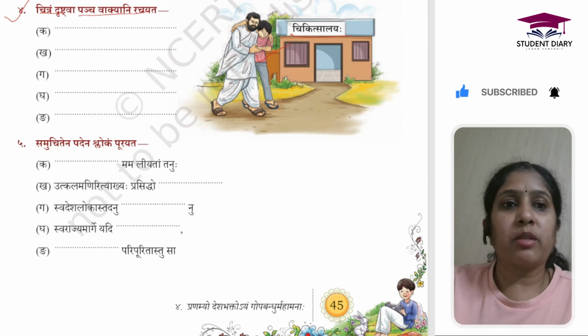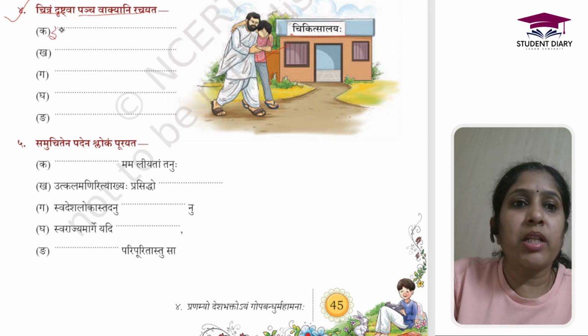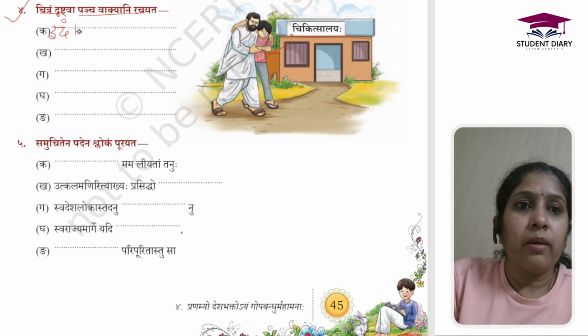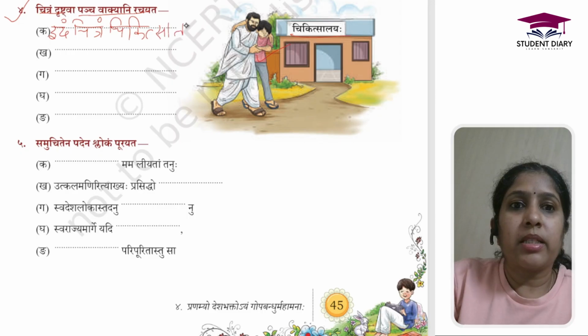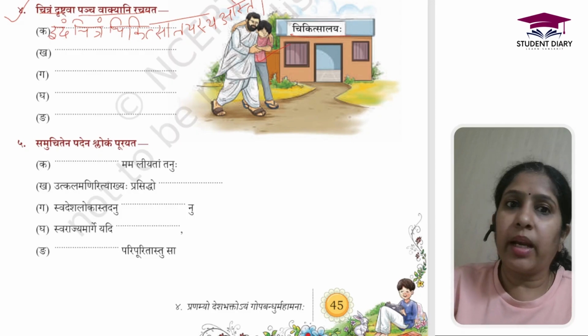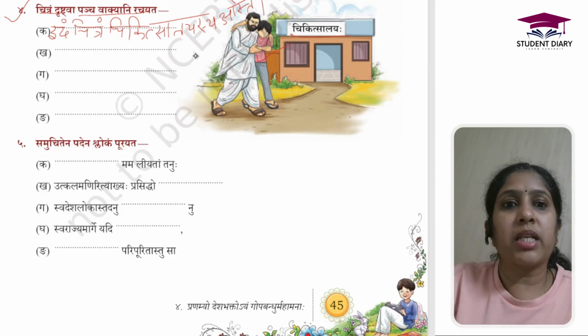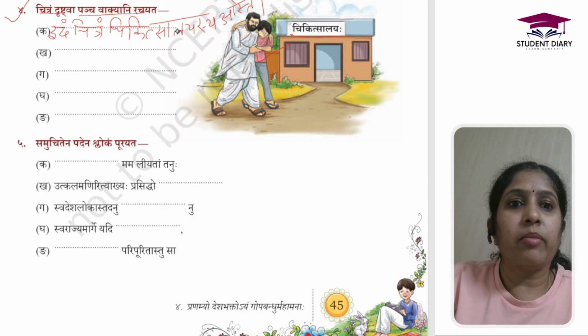It is the hospital's picture, right? So we'll be saying that idam chitram. So it is this picture. Idam chitram chikitsalayasya asti. Correct? So this picture is of a hospital. Correct? Of hospital. That's why in Chikitsalaya we are using the Shashthi Vibhakti.